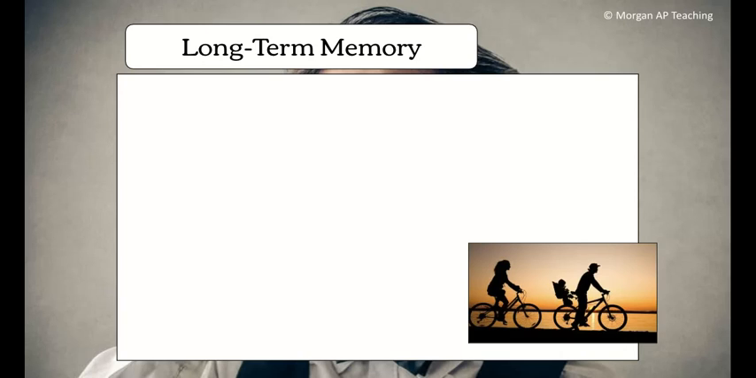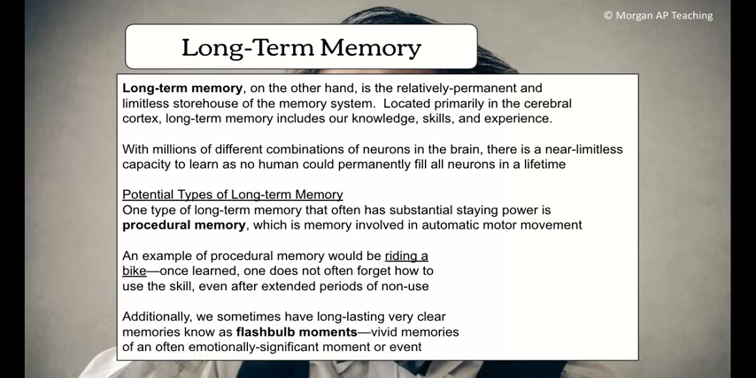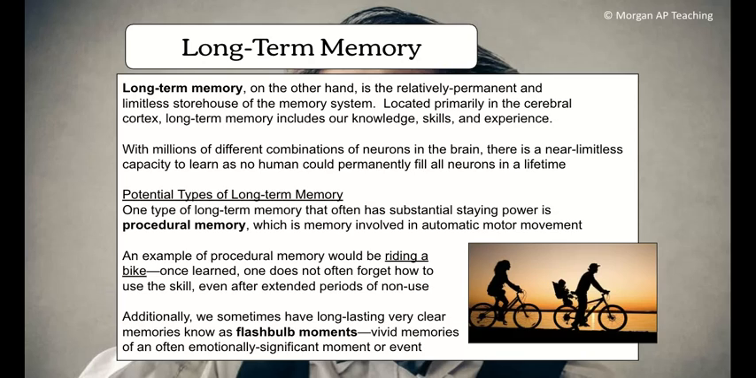Additionally, we have sometimes the long-lasting, very clear memories known as flashbulb moments. These are vivid memories of an often emotionally significant moment or event that get implanted in long-term memory. I'm going to write this down. We'll move on to long-term potentiation.